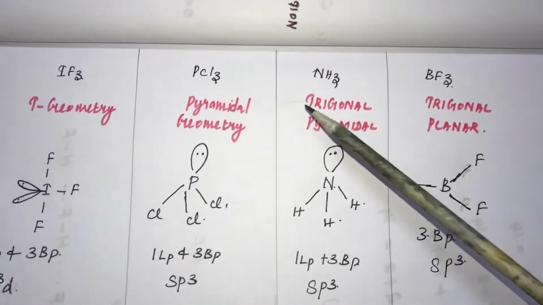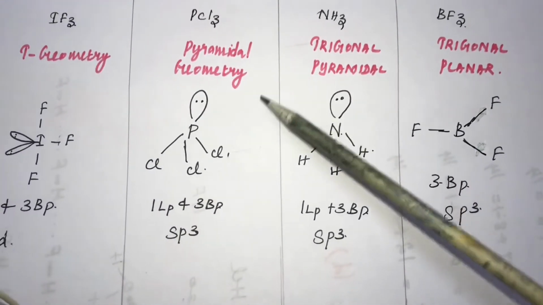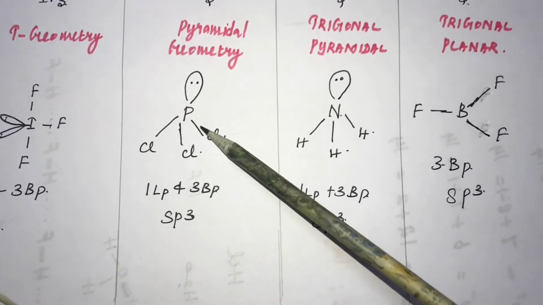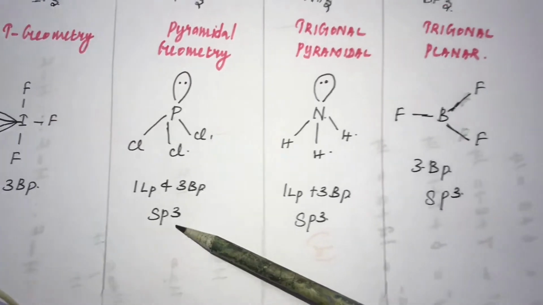The next one is phosphorus trichloride. The geometry is pyramidal geometry. And here there is 1 lone pair of electrons and 3 bond pairs of electrons. The hybridization is sp3 hybridization.